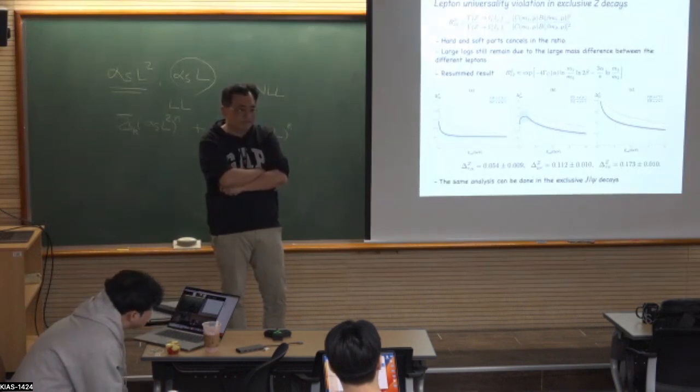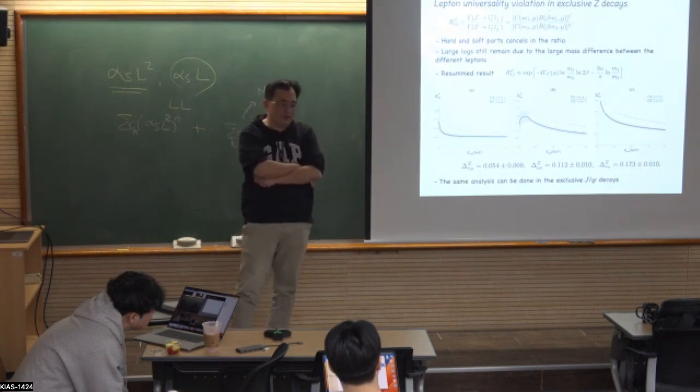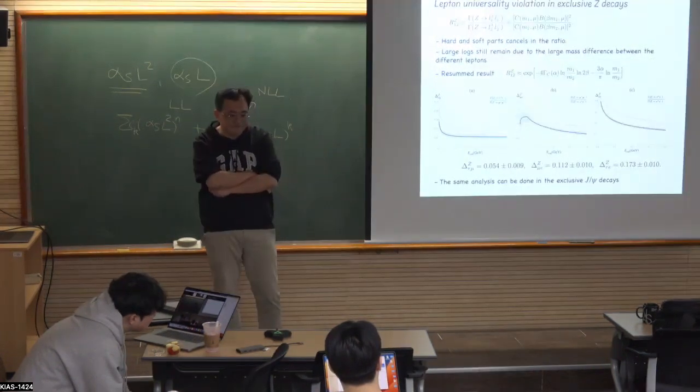But now you show that the degree of lepton flavor violation, purely in the standard model, can still be as large as just 1%, around 10%, like that.